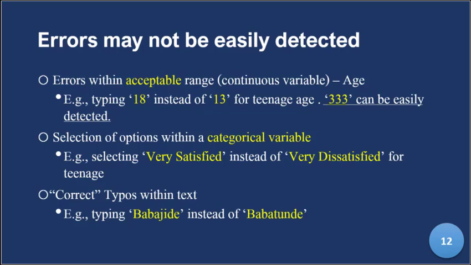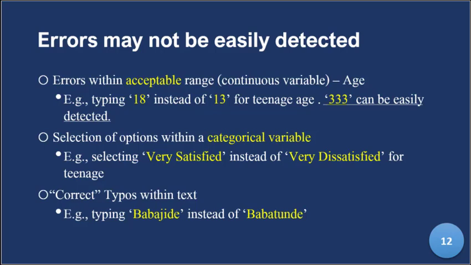The same thing applies when you have a range of options within a categorical variable. If someone selected very satisfied and the mistake was that he wanted to select very dissatisfied, you may not be able to detect it. The only other way is if you have additional variables that show that this guy who said he was very satisfied is picking values that show he's very dissatisfied. So you may not easily, at the tap of a finger, see that there's a problem with the data just by looking.